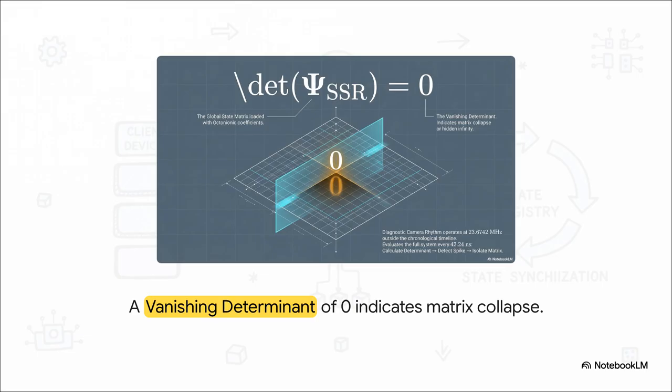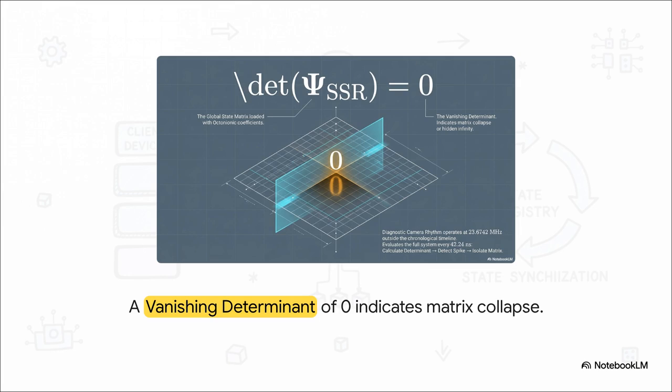To monitor those shadows without bogging down the main system, SSR uses a dedicated hardware diagnostic scanner. This thing sweeps the entire global state matrix every 42.24 nanoseconds. It is insanely fast. It's looking for a vanishing determinant, which is a mathematical value of exactly 0, indicating a matrix collapse or a hidden infinity. This means your computer can literally catch and isolate a crash before it even gets the chance to manifest in the execution core.